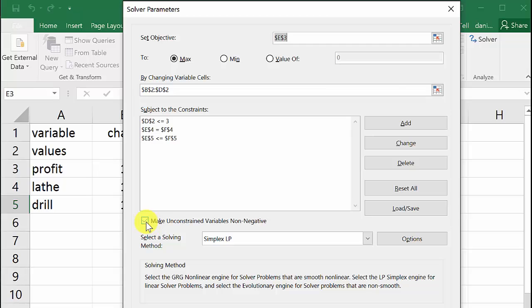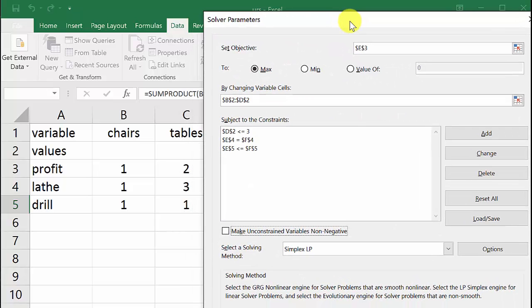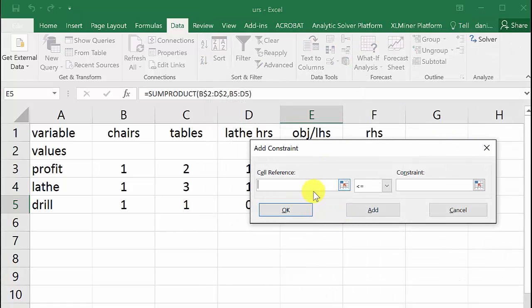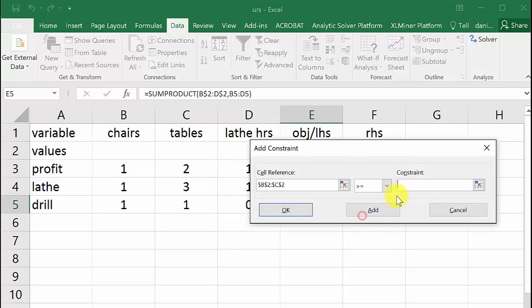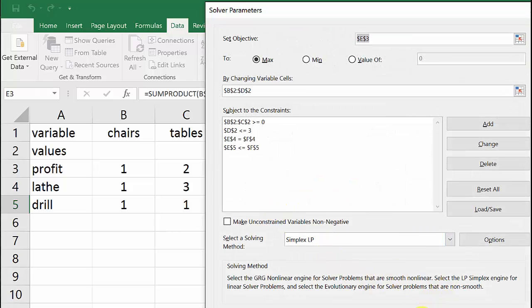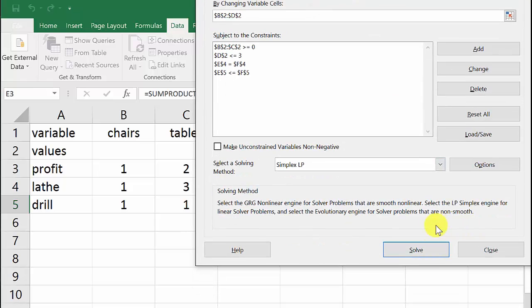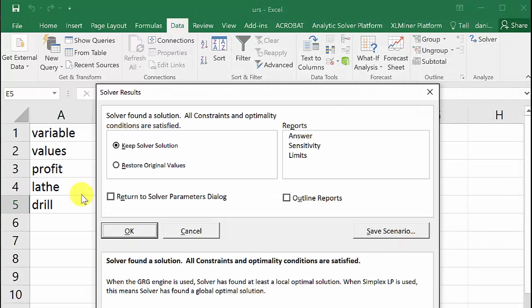Now the question is, we don't want to make all the unconstrained variables non-negative, so we have to unclick this, because we want to allow the lathe hours to take on both positive and negative values depending on whether we're selling or buying. But then we explicitly need to make sure that x1 and x2, the chairs and tables, are positive. So we adjust the chairs and tables: they have to be greater than or equal to 0, and we're ready to go. So now we say solve, and Solver found the solution.